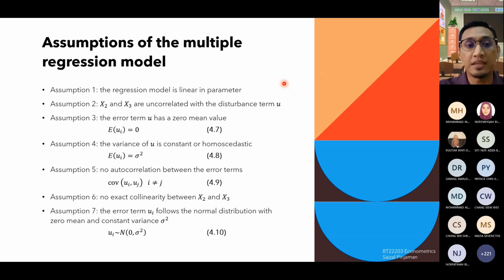Assumption number 2 is that the explanatory variables, X2 and X3, based on our example of the three variables of a multiple regression model, are uncorrelated with the disturbance term. That means X2 and X3 are not correlated with the error term. They are not influenced by the error term. Assumption number 3 is that the error term mu has a zero mean value, so the expected value of mu, the error term, is equal to 0.